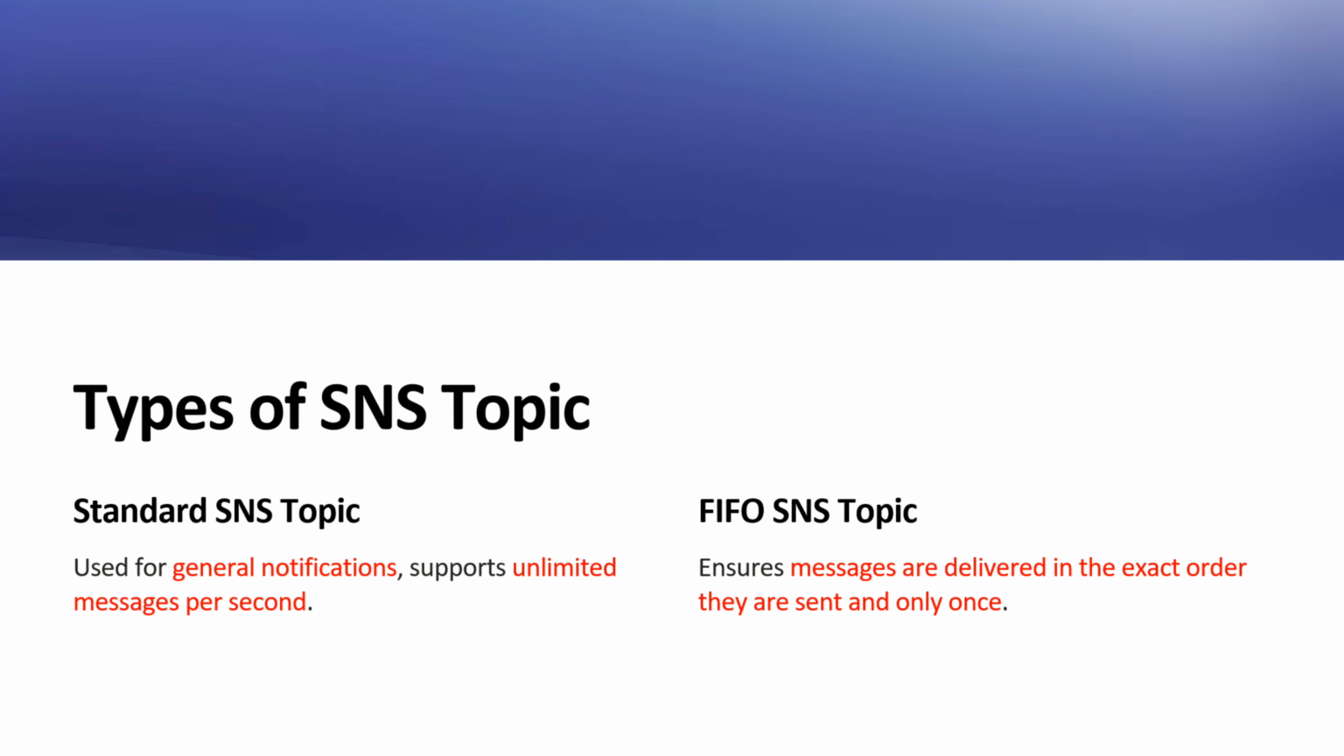There are two types of SNS topics. First one is standard SNS topic. Second one is FIFO SNS topic. Standard SNS topic is used for general notifications. Supports unlimited messages per second. FIFO SNS topic ensures messages are delivered in the exact order they are sent and only once.